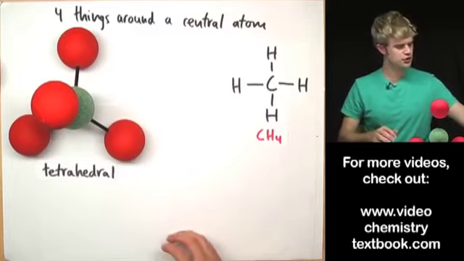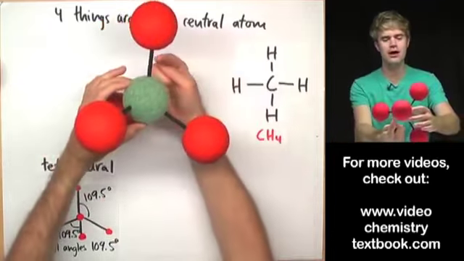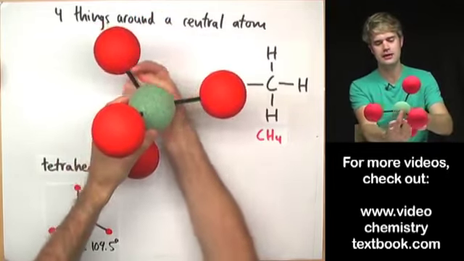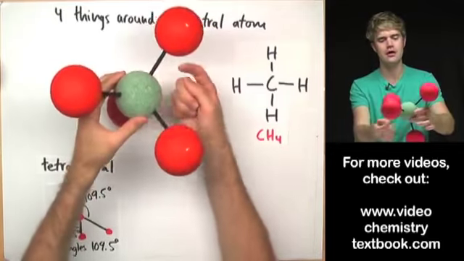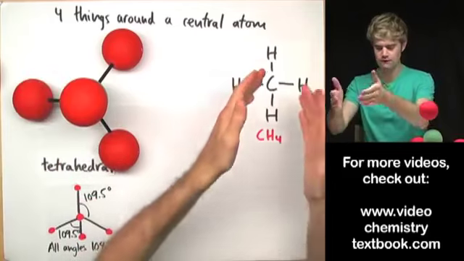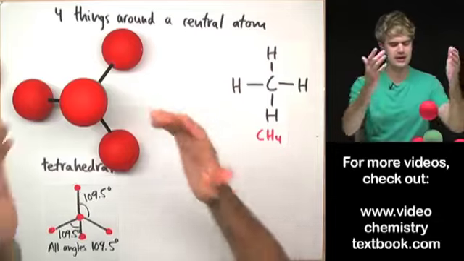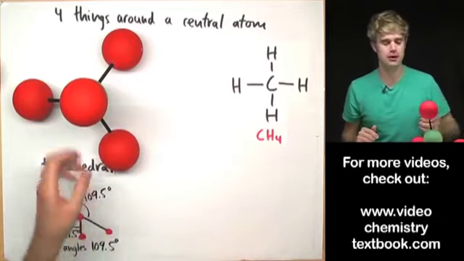And in the tetrahedral molecule, there are 109.5 degrees between any 2 bonds that are next to each other in this molecule. So 109.5 here, 109.5, and so on. So 4 things around a central atom, you get a tetrahedral shape with 109.5 degrees between each bond.